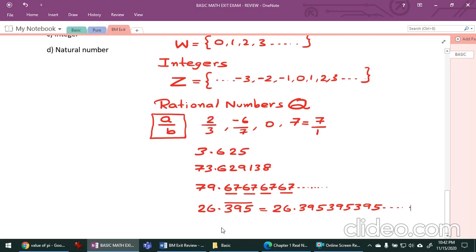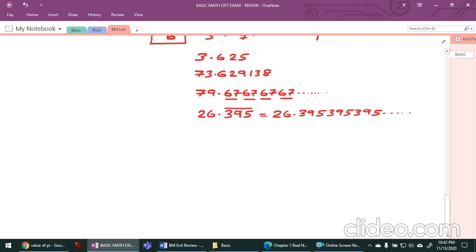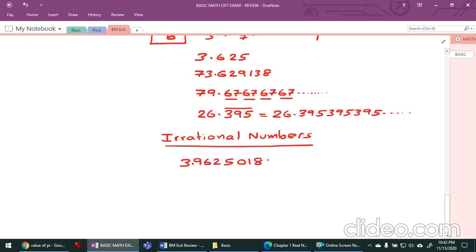Now we have a fourth category of numbers. The fourth type is irrational numbers. What are irrational numbers? Numbers like 3.9625018 etc., which is not stopping and not repeating. Every time you will get a different number. So it is not stopping and not repeating. This is an irrational number.